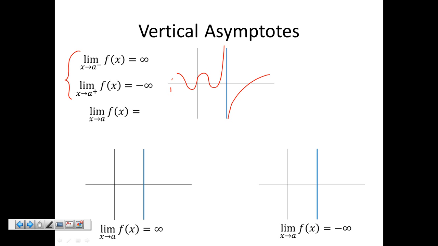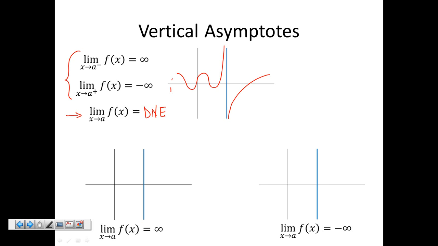Now, what about this one right here? For this function, the limit as x approaches a is different if I approach it from the left and I approach it from the right. So this limit, we say, does not exist. We don't say that it equals infinity. We don't say that it equals negative infinity, because it depends on which side you're on.